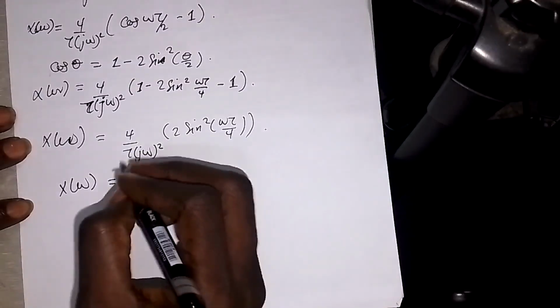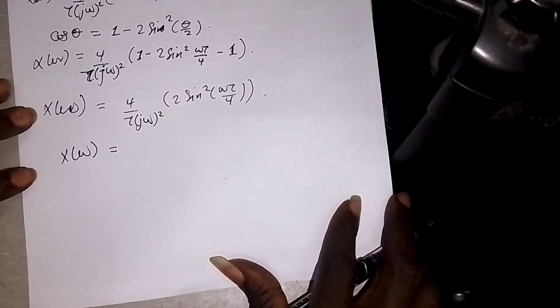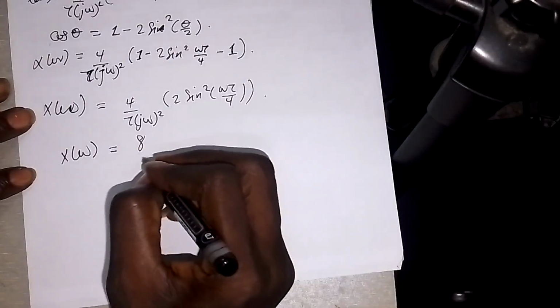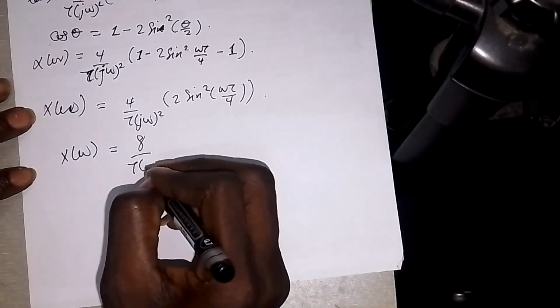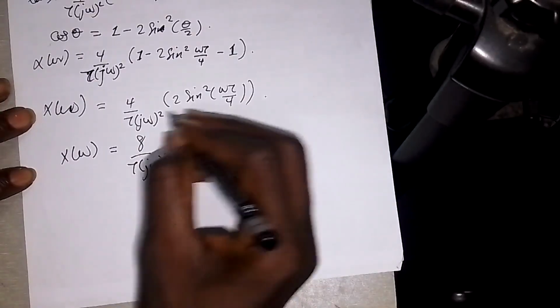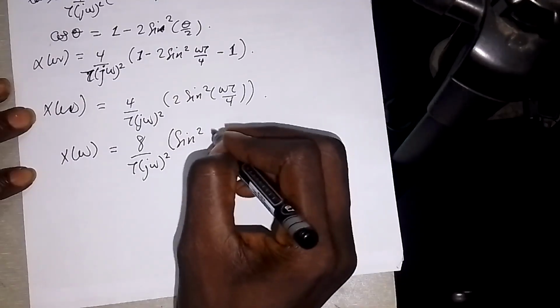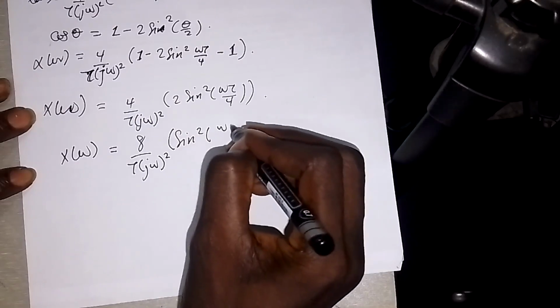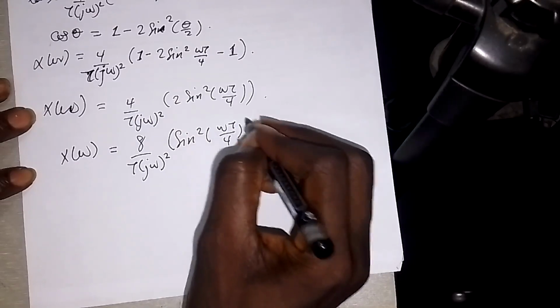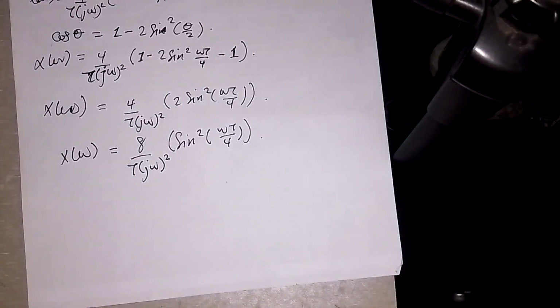Now I can multiply this 2 and this 4. If I multiply them, I'll get 8. I'll get 8 on tau j omega squared into sine squared omega tau on 4. So this is what I get.